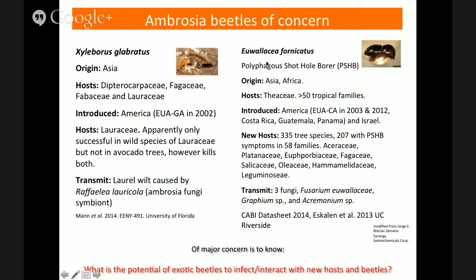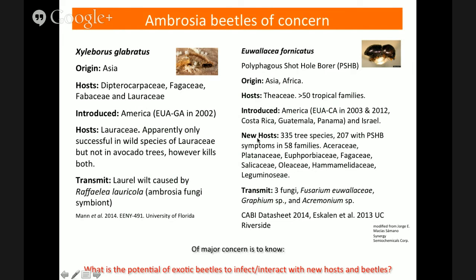The other species is Euwallacea fornicatus. It's a polyphagous shot hole borer. That's how it's also called. Hosts in its native range correspond to this family, Theaceae, but it can also infect more than 50 other tropical families. It was introduced on the west coast of the United States, in California, in 2003. It was observed there in one tree species, and since 2012 it has been spreading at alarming rates, not only in urban ecosystems but also in native ecosystems, like forest ecosystems on the west coast of the United States.